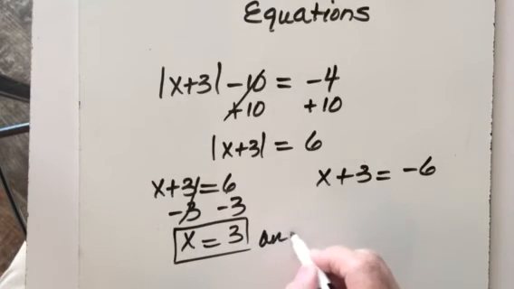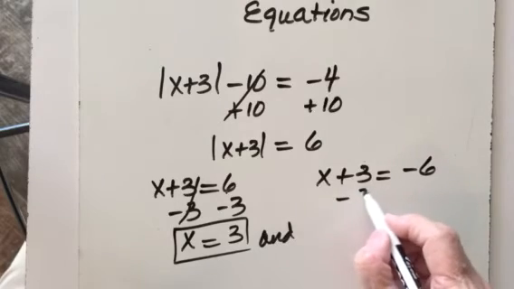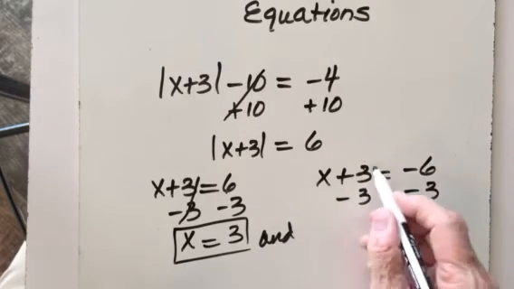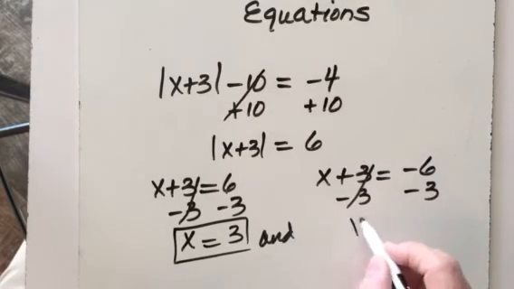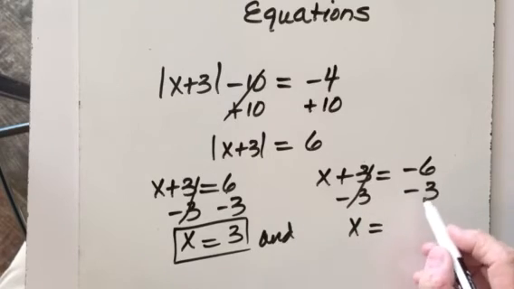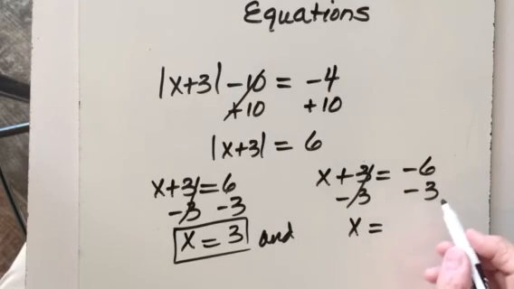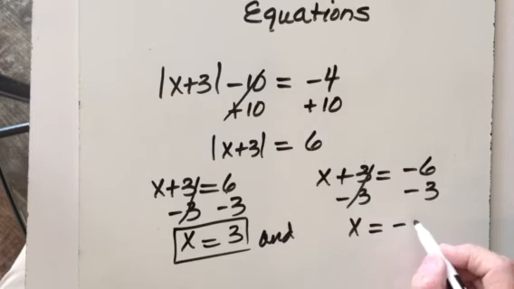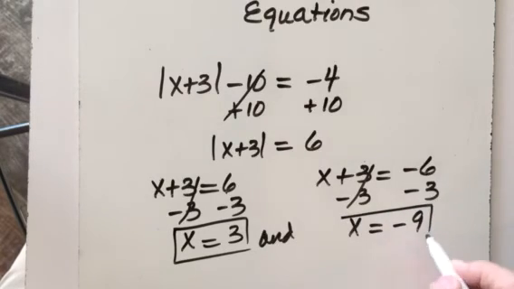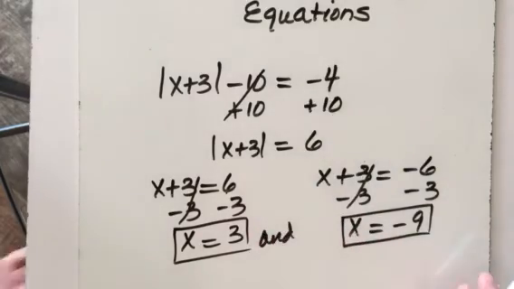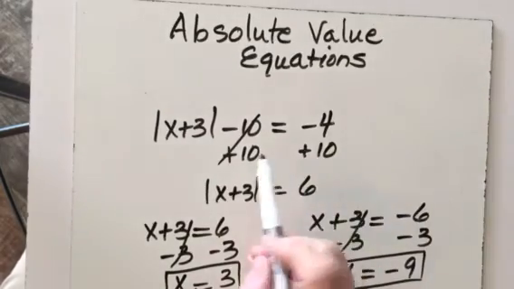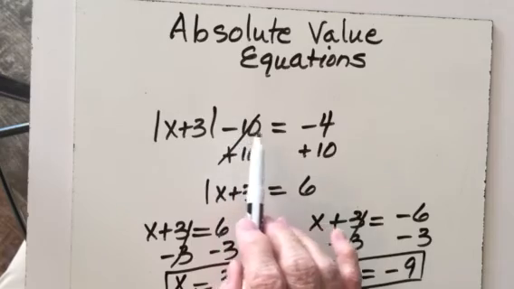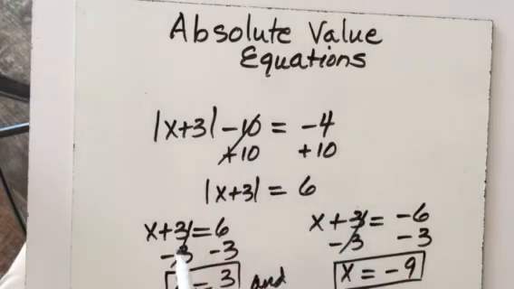And -3 on both sides. Notice we're adding negatives. x doesn't equal -3 or 3, it equals -9. So there are your two answers for this problem. But the first thing we had to do when solving this was get rid of the -10 first. Then we had our problem to set up with absolute value.